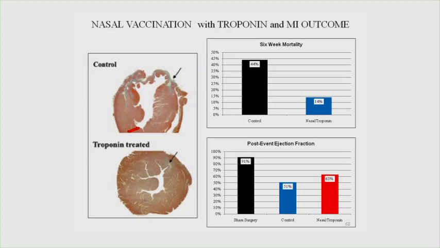These are the control animals. The front wall of the heart's blown away. The troponin-treated animals, much less damage. Mortality was 44% in the untreated animals. Those immunized against troponin I, it's 14%. Ejection fractions better preserved.